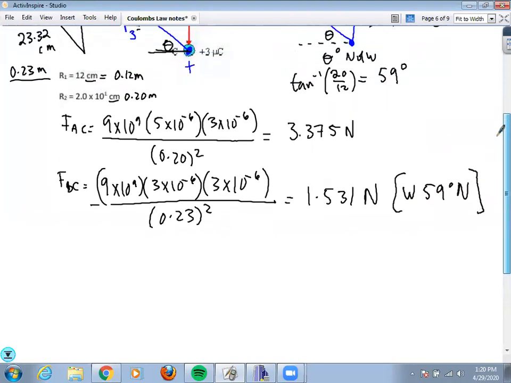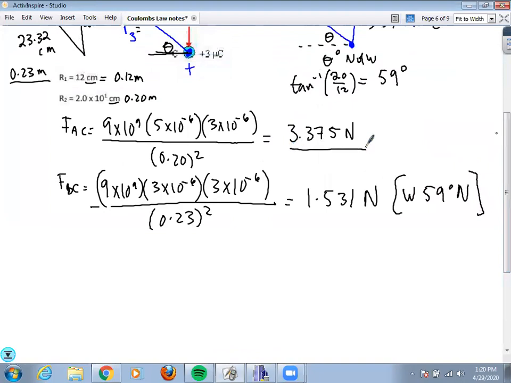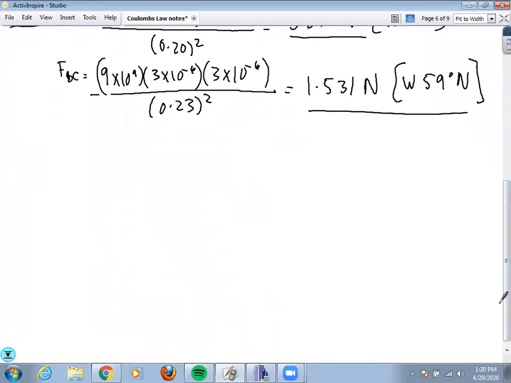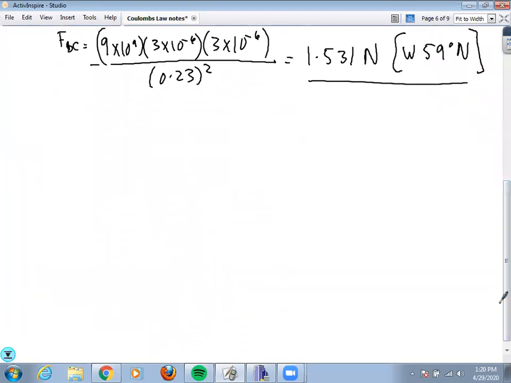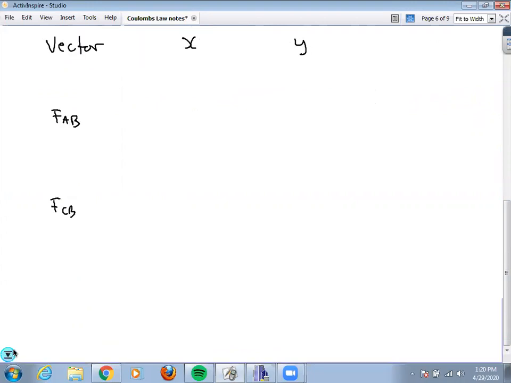Okay, now we've got to add these two vectors. So this is north, FAC is north, and FBC is that 2D. So we're going to make our table. Vector, X, Y. So we've got FAB, we've got FCB, and then we've got FNet.